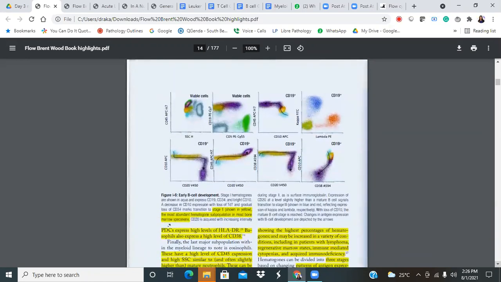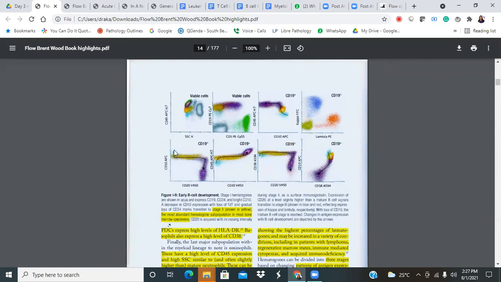Then coming to early B cell development. These are the hematogones. This hematogone pattern is important to know, and we should know what normal hematogones look like. This CD10 versus CD20 plot, this kind of pattern is very typical of hematogones.